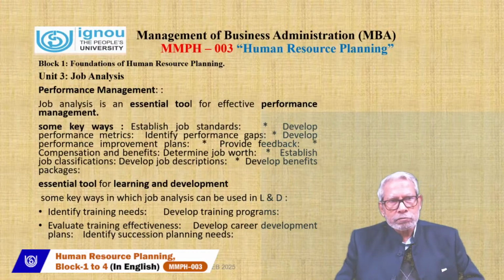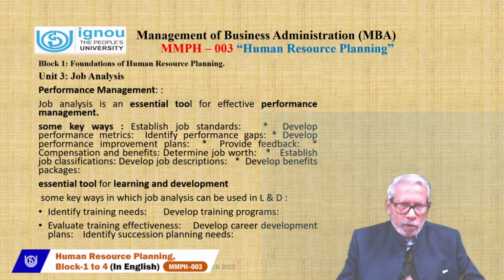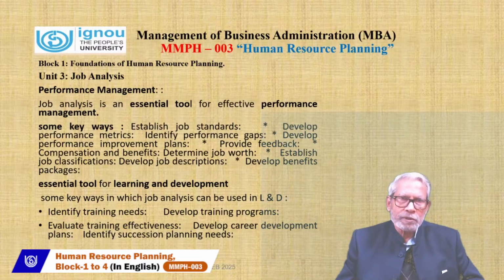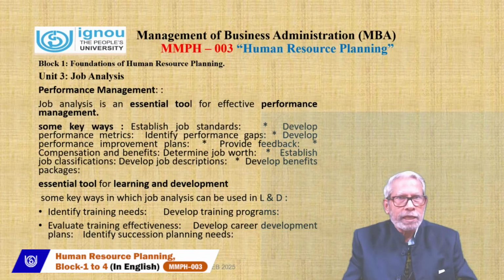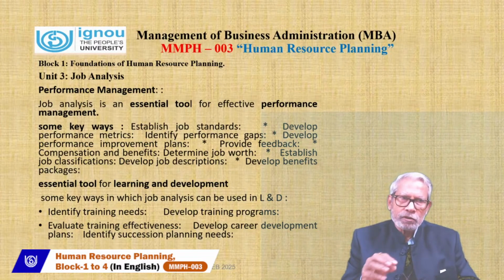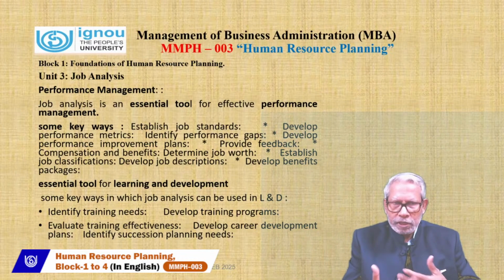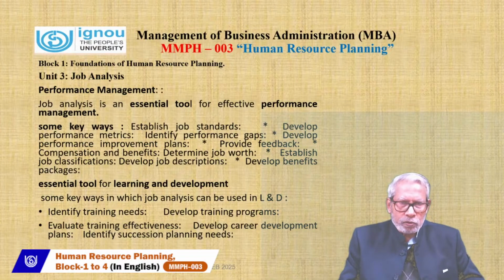Now, job analysis, some of the tools you have used for effective performance. Some of the key ways of measuring performance can be done based on the job standards. First the job standards, and you compare against these job standards. So develop the performance metrics and identify the performance gaps. What gaps are there, you have to identify. Develop performance improvement plans. When you close the gaps, then based on this you can plan performance also. Provide feedback, then compensation and benefits accordingly. Determine the job worth, and so on.